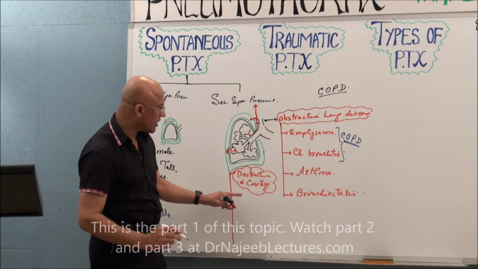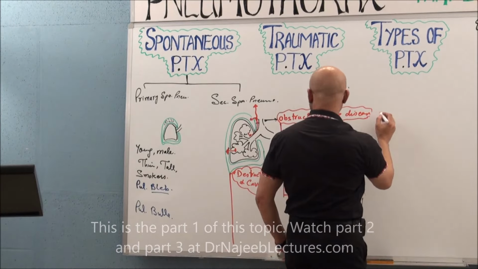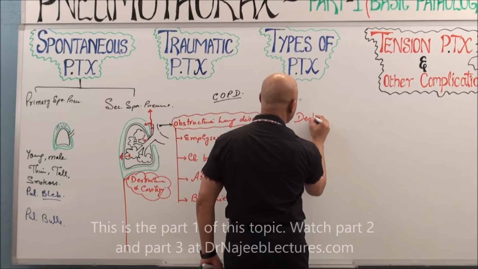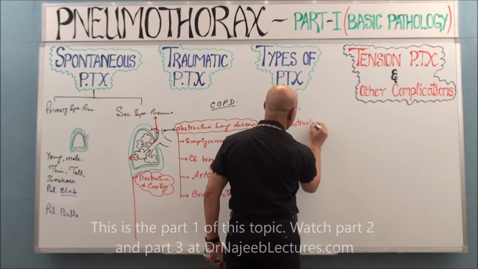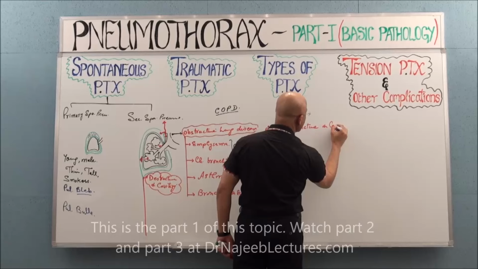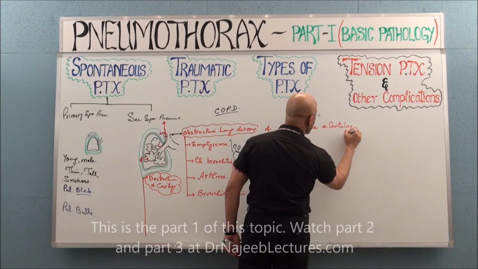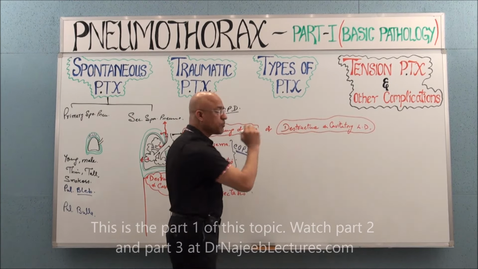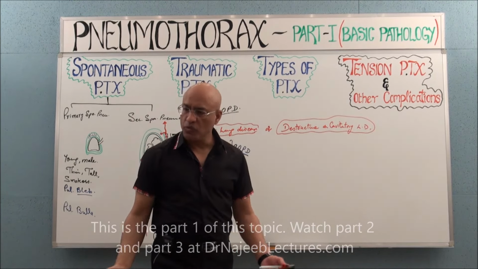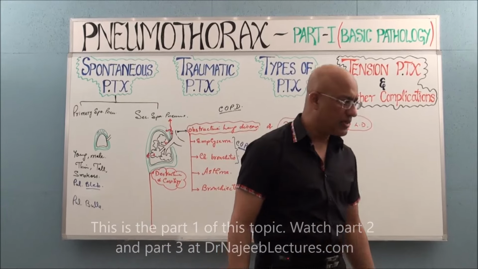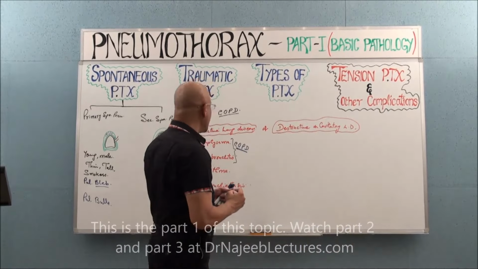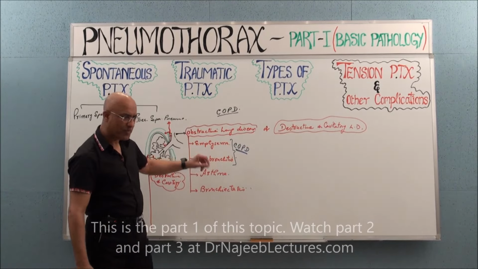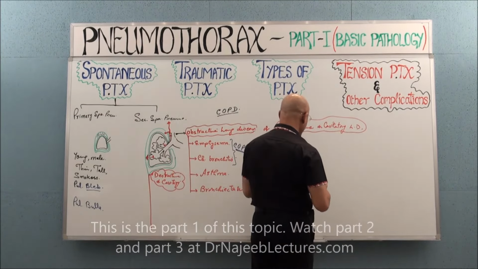Now, how destructive? Let me put it here. Obstructive lung diseases, and destructive and cavitary lung diseases, can also produce secondary spontaneous pneumothorax. Thank God, it is easier to understand than this one. Let me make a diagram.